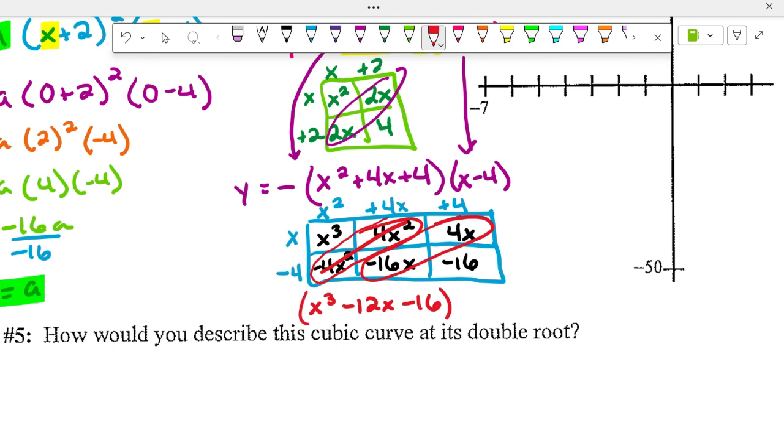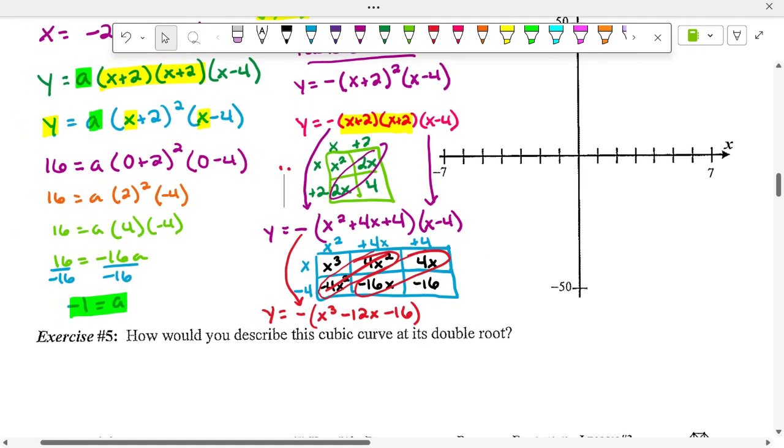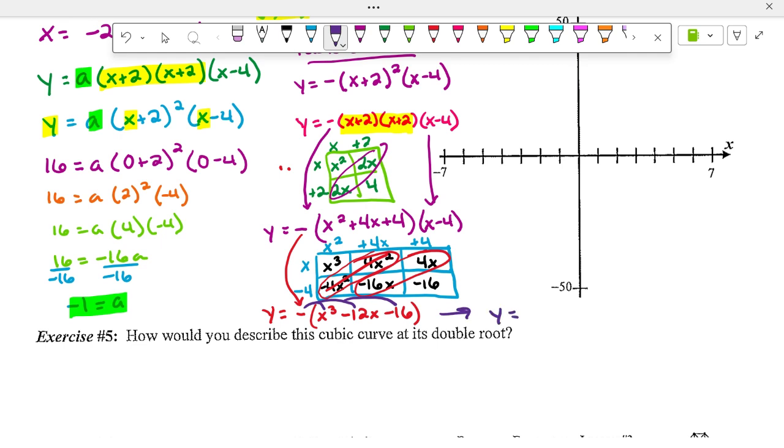The negative in front. So I'm going to put this in parentheses, bring the negative down. What's my last step to get it in standard form? Distribute that negative, which is just a fancy way of saying switch all the signs of the terms. Let me zoom out a little bit. Does that help? So I distribute that negative. My final standard form is y is equal to negative x cubed plus 12x plus 16.